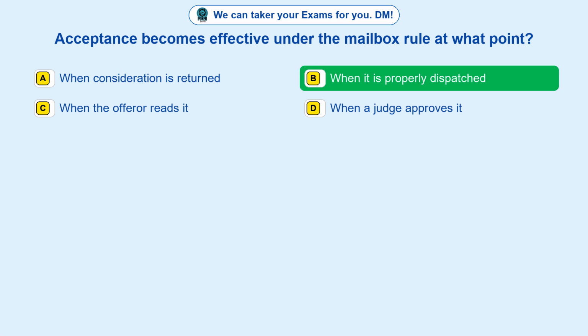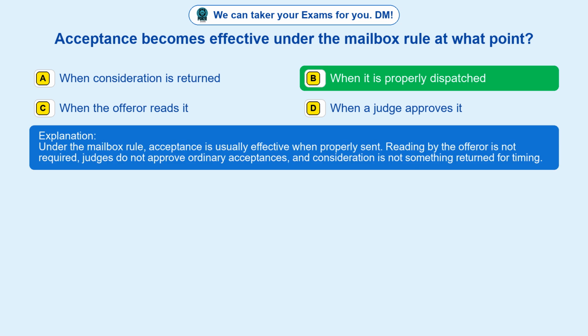When it is properly dispatched. Under the mailbox rule, acceptance is usually effective when properly sent. Reading by the offerer is not required, judges do not approve ordinary acceptances, and consideration is not something returned for timing.